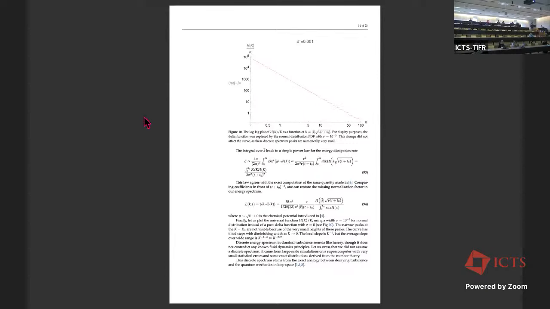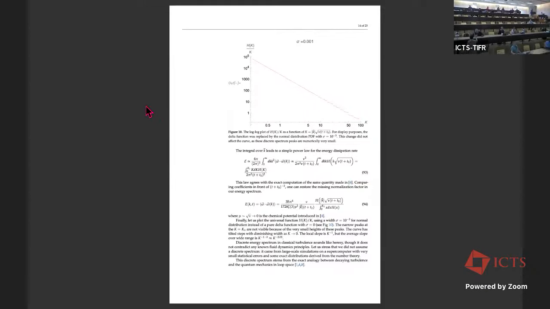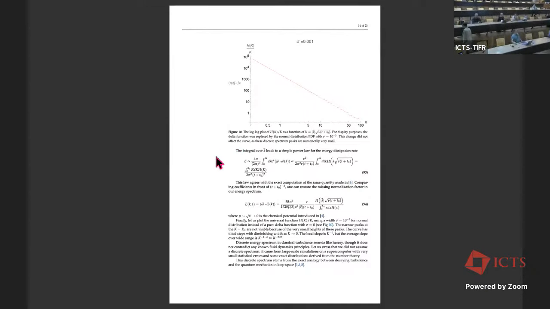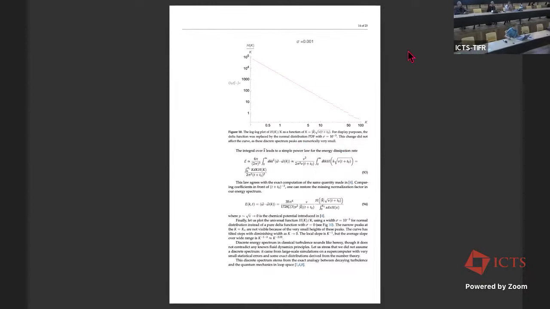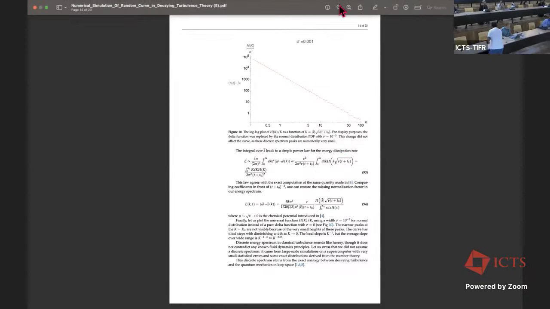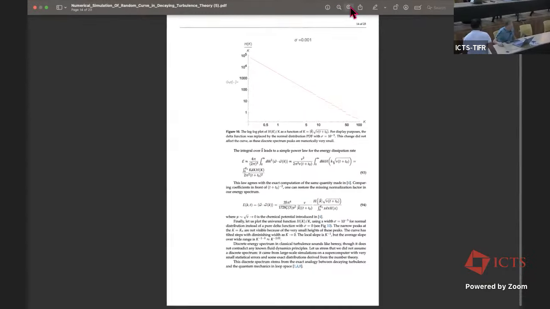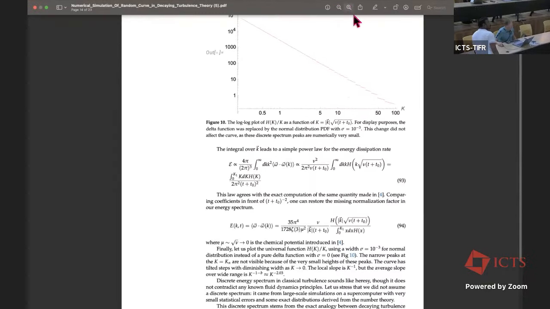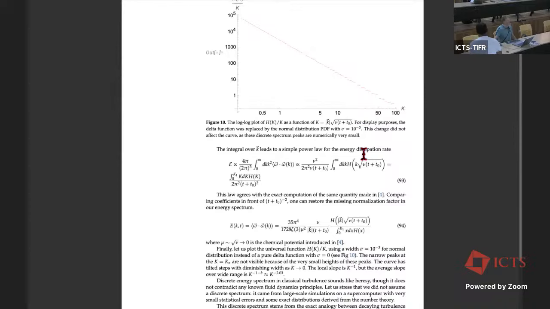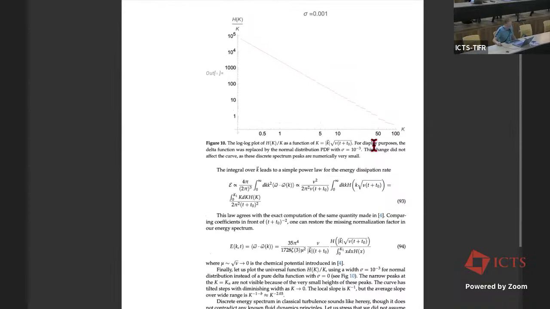So how could I... I don't need this thing, okay? Can you zoom? I can zoom, I think. I can zoom in. Is it better? Yes?